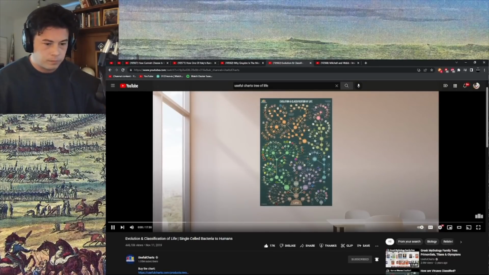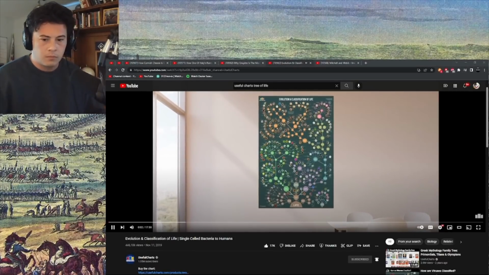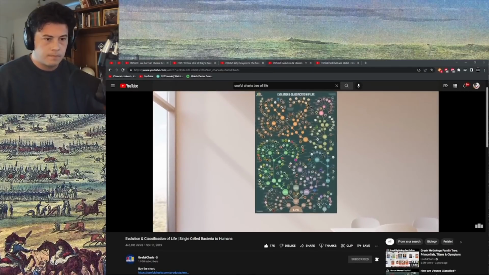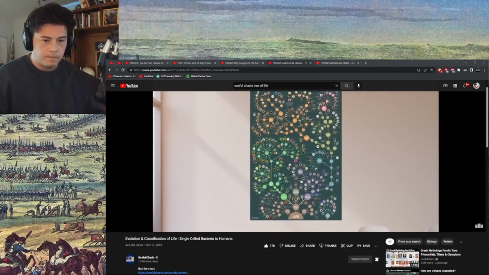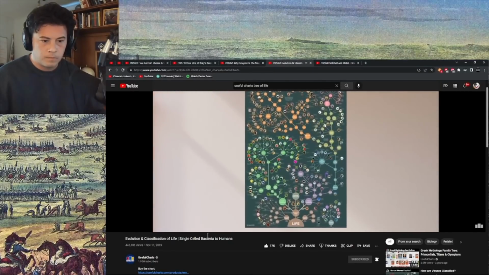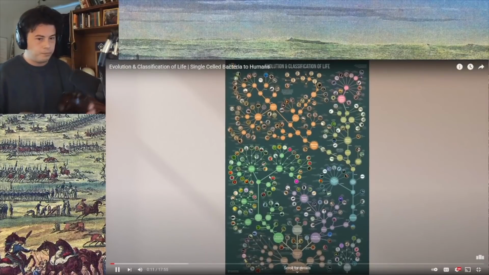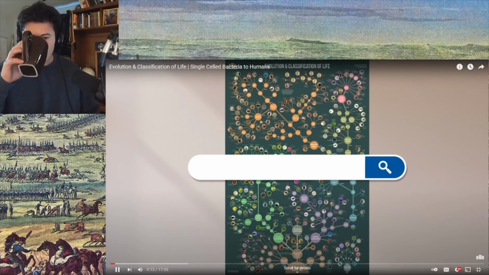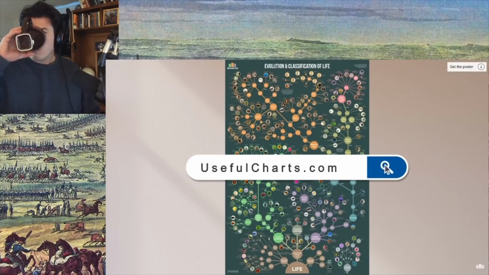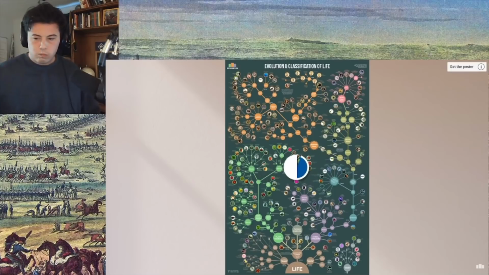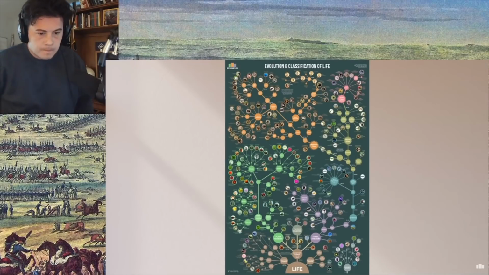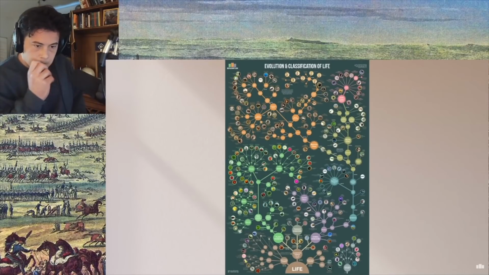Let's go. Today I'm going to show you the step-by-step evolutionary journey from the earliest single-celled organisms all the way to modern humans. I'll be using my evolution and classification of life chart, which is available as a poster from my website usefulcharts.com. As the title suggests, this is both an evolution chart and a classification chart. So it not only shows how living things are connected from an evolutionary point of view, it also shows the categories that are used to classify living things.